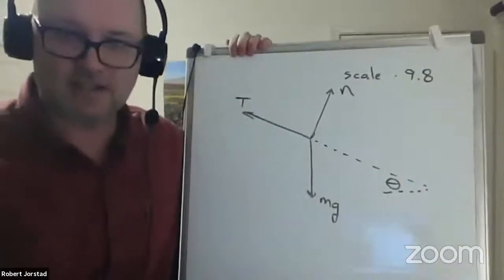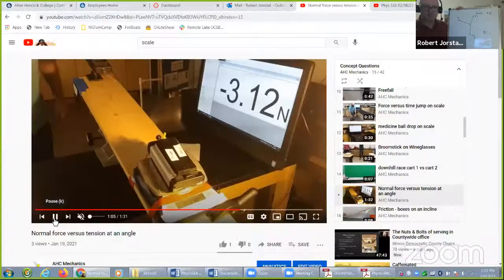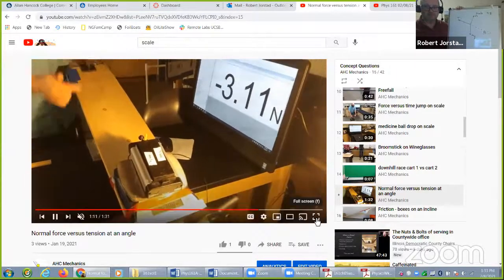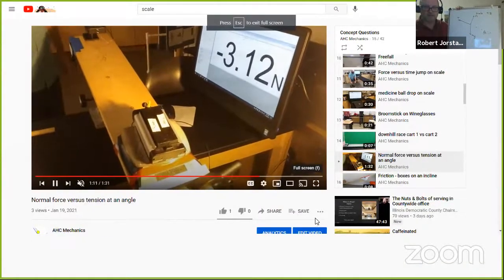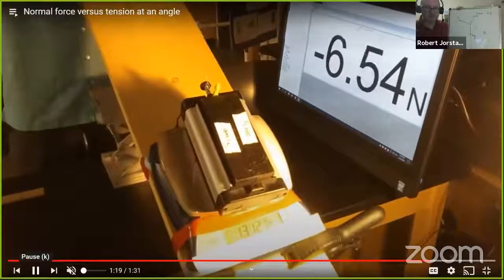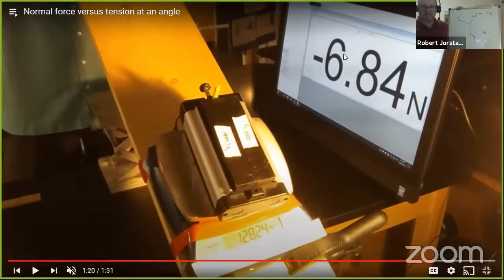So let's see if this is actually verified in a real life experiment. As we crank this up, okay, here it goes. I'm going to lift the numbers. So it's about 1.4 and 3. And notice the tension goes up a lot and the normal force goes down just a little bit, right? It went from 1.4 down to about 1.3. So the normal force does decrease slightly. It doesn't stay constant, but we see that the tension goes up dramatically.